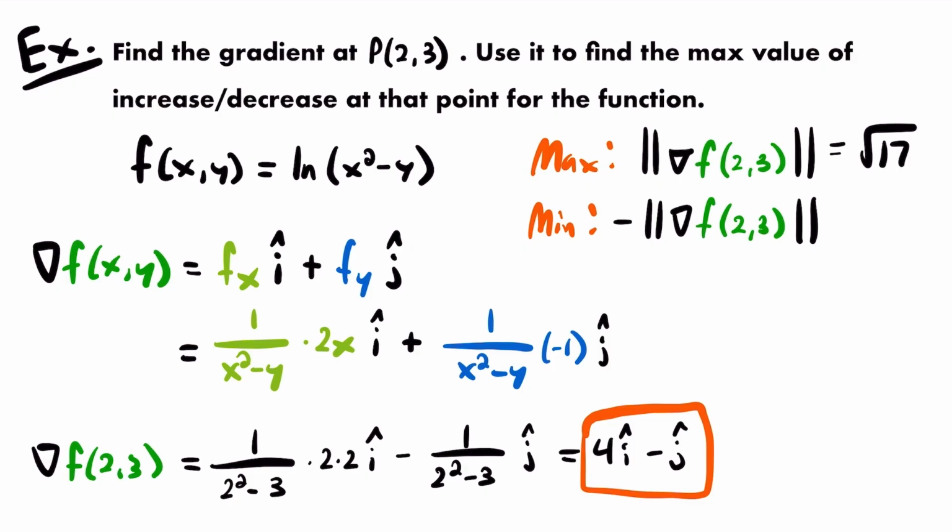That value, which is approximately 4.123 and some more decimals, that's about what the square root of 17 is, that value would be the maximum slope or the steepest slope for this function at this point. And then the minimum slope would just be the negative version of that magnitude. So the minimum value, or you could view it as the maximum value of decrease, is the negative square root of 17. Okay, so those are the two answers we were looking for in this example.